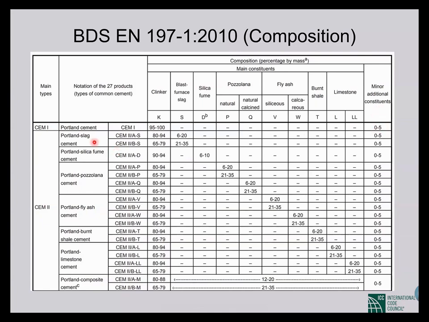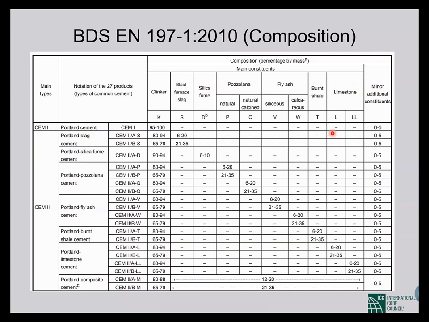But in PCC, Portland composite cement, there are other types of additives. What are they? They could be any of them: blast furnace slag, silica fume, pozzolanas, different types of pozzolanas, fly ashes, different types of fly ashes, burnt shale or limestone. In Bangladesh, usually Portland composite cement contains blast furnace slag, fly ash, and limestone.